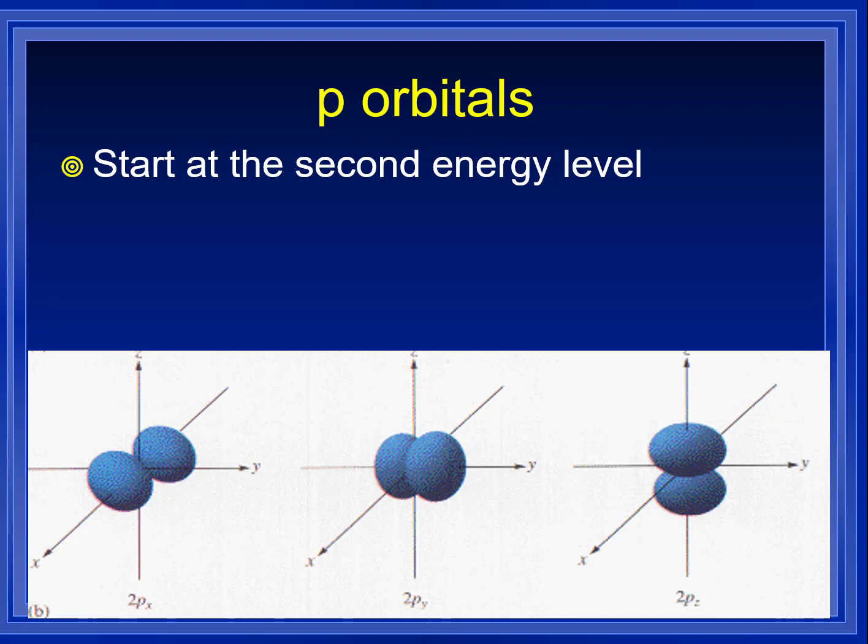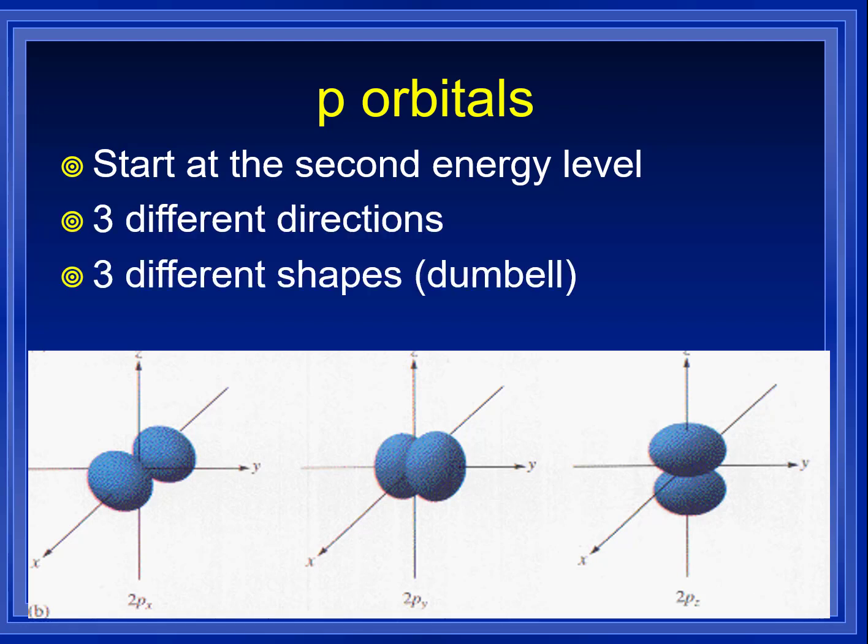Now, it depends on who you talk to, because there's the picture of what they look like. Some people call this 3 different directions, some people call it 3 different shapes. But it's the same shape in 3 directions, so you could look at it either way. But there are 3 of them. There's one along the x-axis. That one's actually called px, p sub x. There's one along the y-axis, p sub y. And there's one along the z-axis, p sub z. Okay?